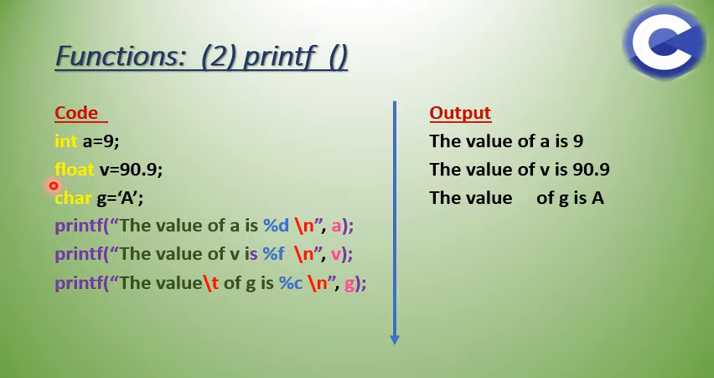Then again I have done the same for the v variable. Float v = 90.9. Here I have a variable named v. Its data type is float. That means this variable is going to carry data of float type, that means real or decimal values. So v is carrying data 90.9. Then semicolon, again an instruction terminator.